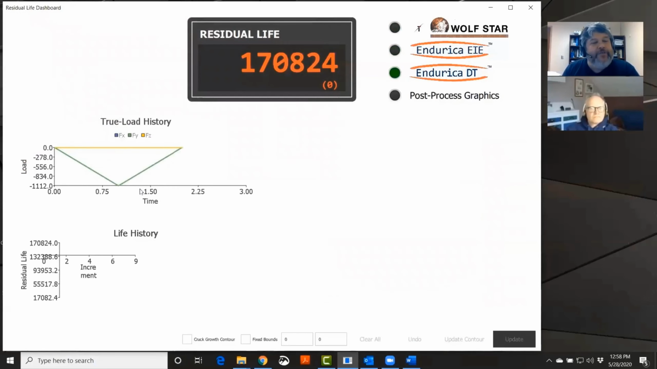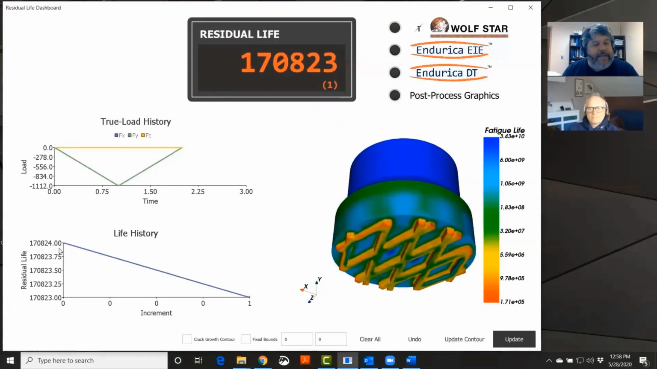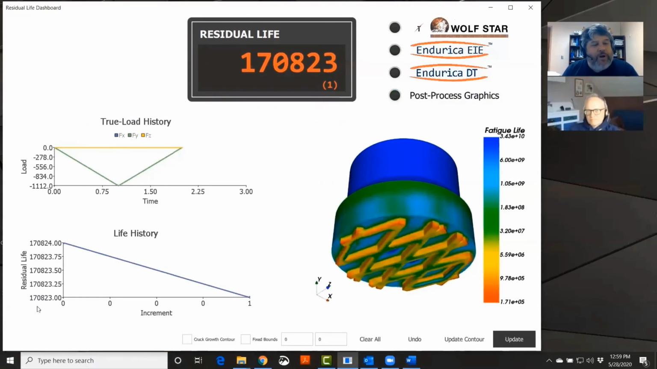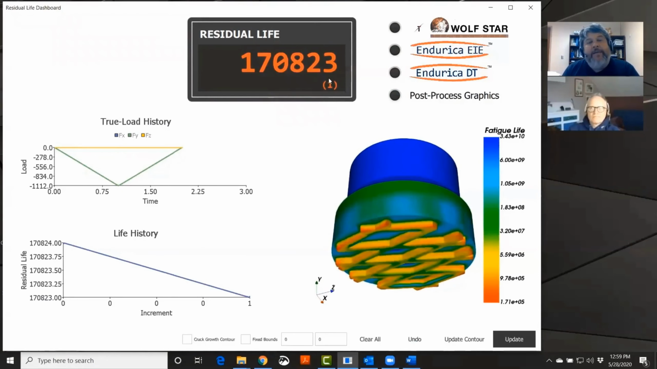Here we're plotting out the history. In that file, you can see the Y component of the load. That's the vertical direction. Y goes from 0 to negative 1112 newtons back to 0. So there's our 250 pounds. You can see that our residual life has decremented from 178.24 to 178.23, right? So we went down by 1 standard jump on the residual life.